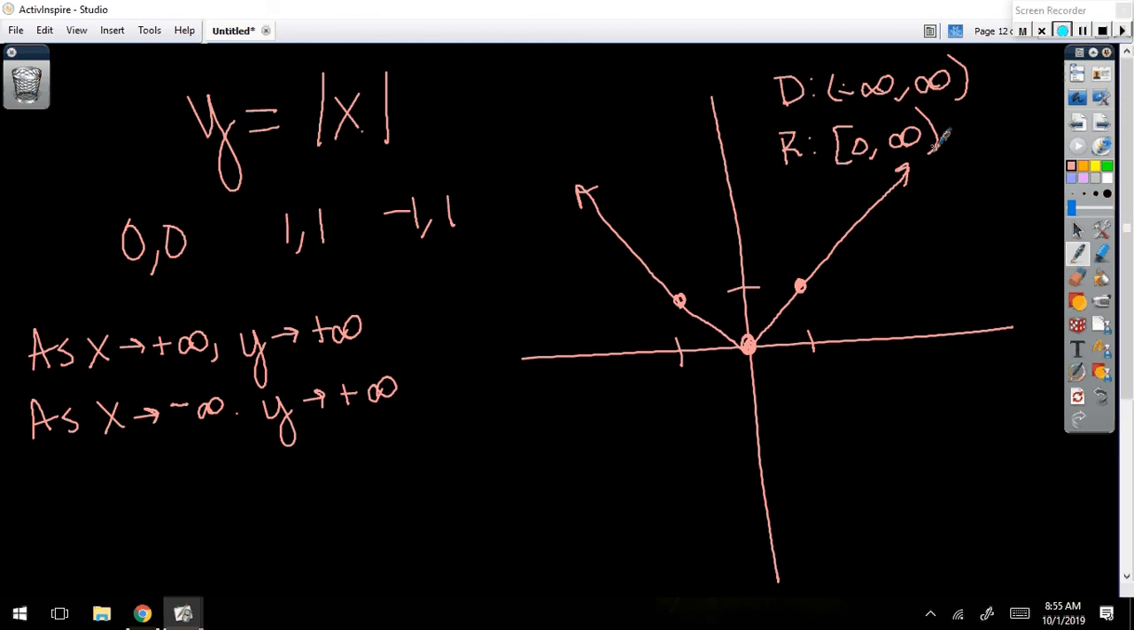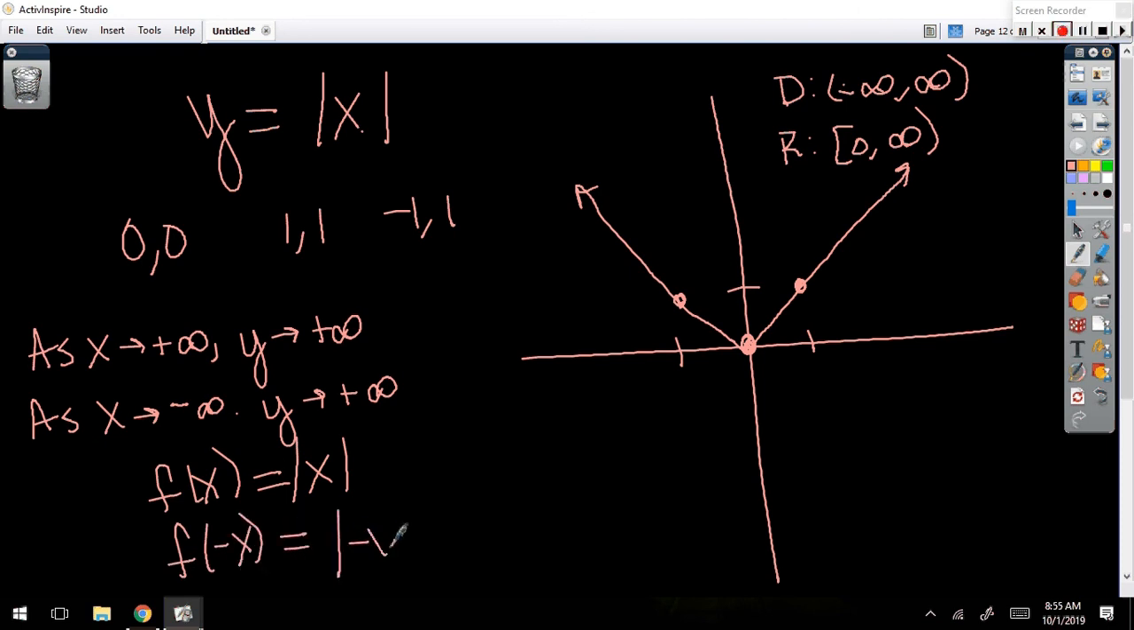Is it symmetric? What type of symmetry does it possess? Ooh, good job. It's even. It is even because if f of x is the absolute value of x, if you plug in negative x, you end up with the exact same thing you started out with, which means it is even. You can also look at this and tell that it is symmetric about the y-axis.